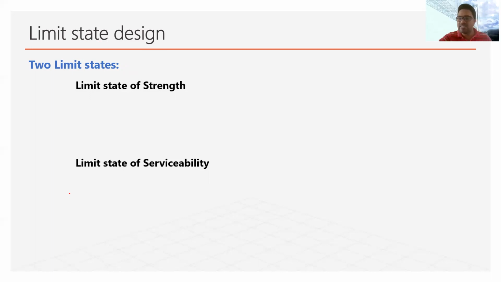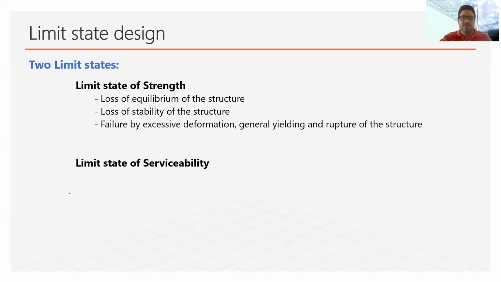Now, limit state of strength may have various limit states, like loss of equilibrium of the structure; the structure may fail if the equilibrium within the structure is lost. Similarly, loss of stability of the structure: if there is no stability, then the structure may fail. So we consider this kind of limit state also while designing. Failure by excessive deformation, general yielding and rupture of the structure is also considered in the design.